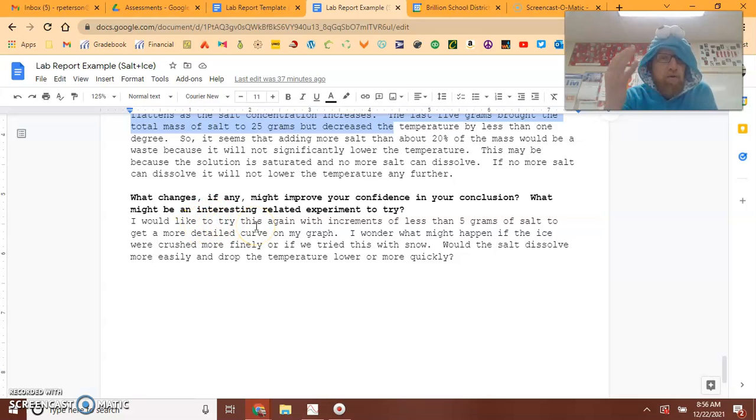It would be interesting to do this lab with increments of fewer than 5 grams of salt, so you get more data points and you can get a much more descriptive curve on your graph. And also, I wonder what would happen if we use ground ice or snow to do this, if we might get a lower temperature because they would be able to mix better. Be interesting to try it out. So those are the types of answers that I'm looking for to this question at the end of every conclusion.